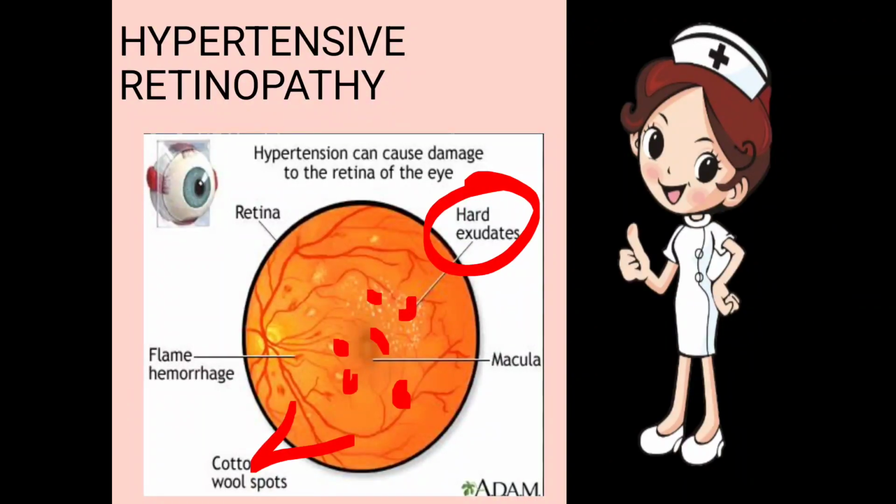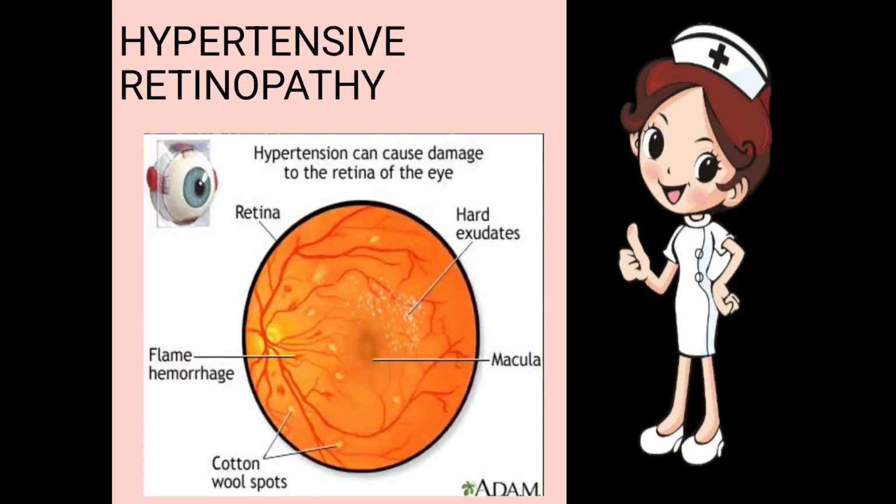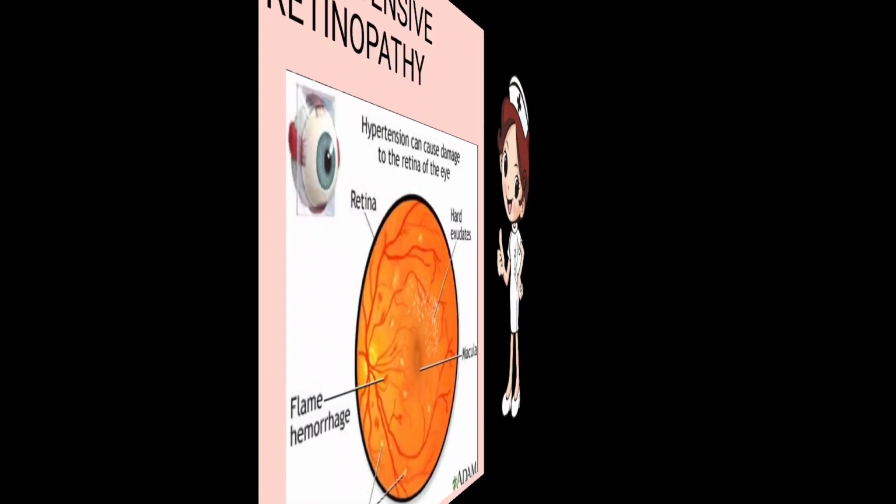Next one, flame shaped hemorrhages. Hemorrhage is again the leakage of blood, but these are flame shaped. So these kinds of things are seen in the fundus of a patient who has hypertensive retinopathy. So these are the systemic illnesses. If a patient has any kind of systemic illness, it is very important to do an eye examination yearly as well as to control these systemic illnesses.